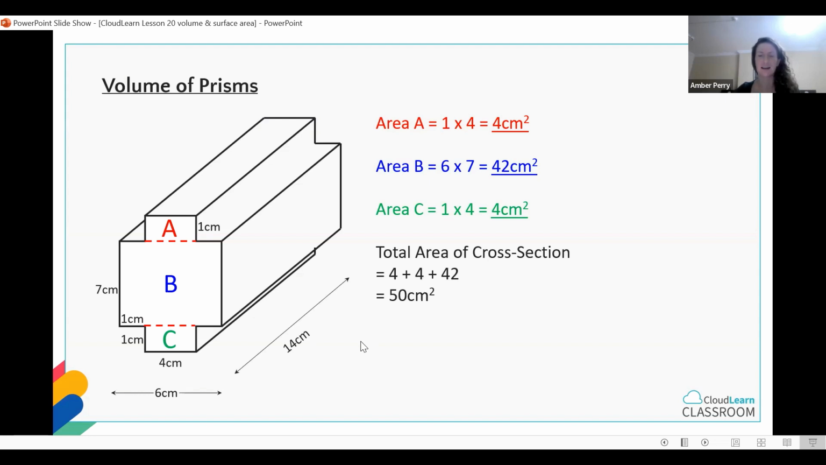Someone sent in the answer and it's correct. Well done. Thank you, Meadow. Volume is 50 by 14, which is 700 centimeters cubed. So fantastic work. Well done.